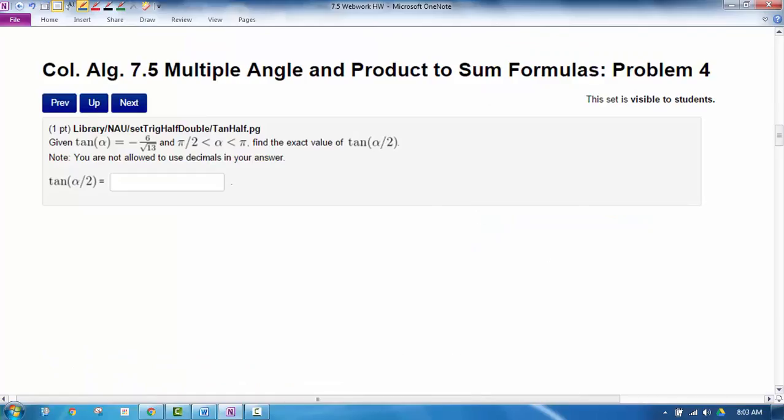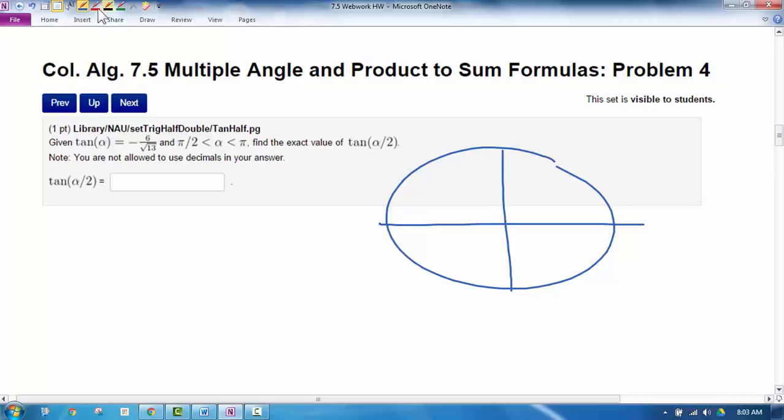Okay, the next problem gives us the tangent of some angle alpha, and it tells us that alpha is between 90 and 180. So I'm going to draw a reference triangle here where I can draw alpha in. Now technically alpha is this angle here, but it doesn't matter. We use this as a reference triangle. So tangent of that angle is opposite over adjacent. So actually this is negative and this is positive. Now if you do the Pythagorean theorem, you get 7 for the hypotenuse.